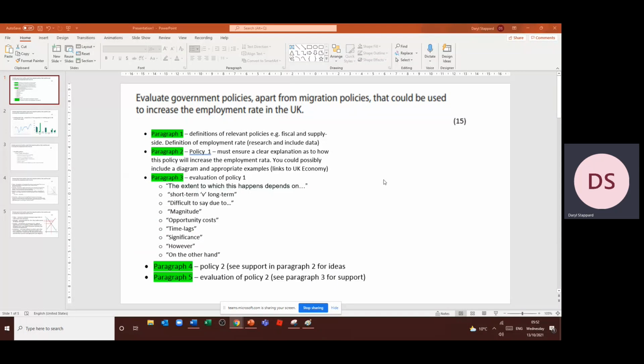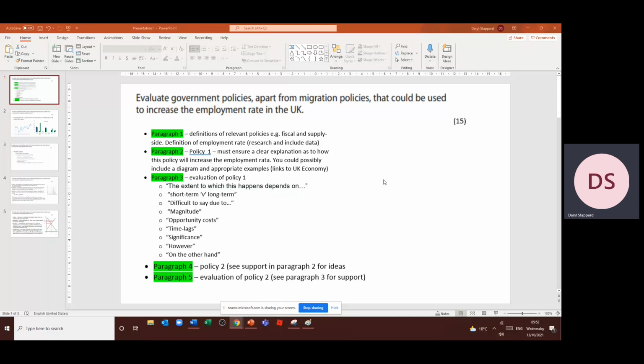Now, even though this is a 15-mark question, I've almost styled this to be a bit like what a 25-mark question would look like. I'm not going to make a final judgment, which would be a 6th paragraph, but the reason why this is a bit like a 25 marker is that we're not going to use any extracts. So all the application will come from our understanding of what is happening in the UK economy right now.